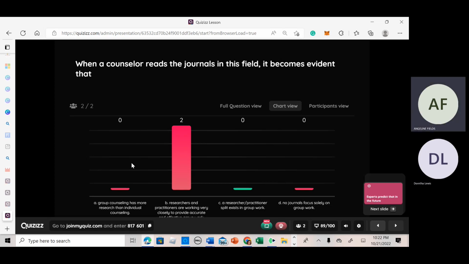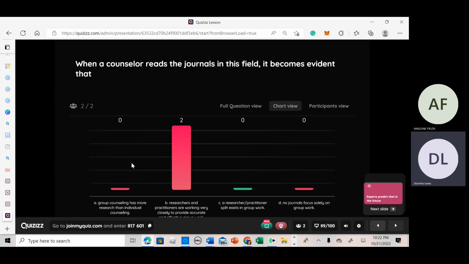I'm sorry, that last sentence threw me. I said that last sentence threw me, all those letters. Yeah, this could create a problem since a T group to leader A might not seem like a T group to leader B. Okay, got it. Yeah, it can be confusing. That one is confusing. I'm going to have to look back into that one because it's very wordy. Yeah, that's why I was saying that when a counselor reads a journal in this field, it becomes evident that researcher and practitioner splits exist.